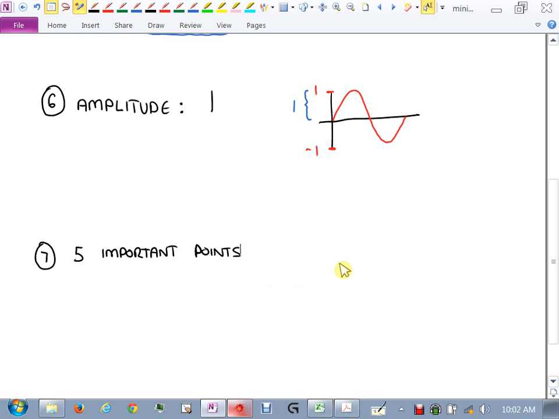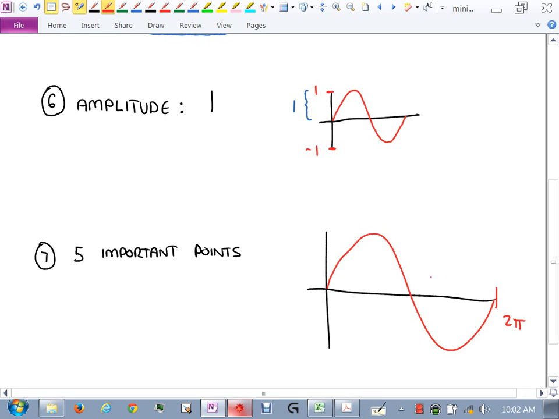There are 5 points on every sine curve that are absolutely critical. In fact, if you know what these 5 points are, you can draw the rest of the graph. So what I would like to do is point them out. I'll draw a new one real quick. Here's my sine, like this. It's 2 pi out here. We said halfway was pi, right?